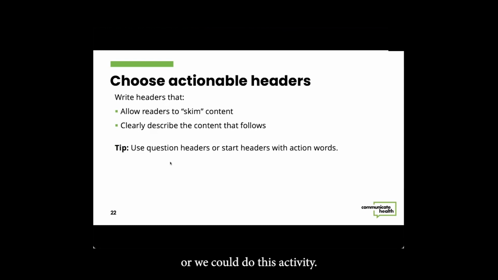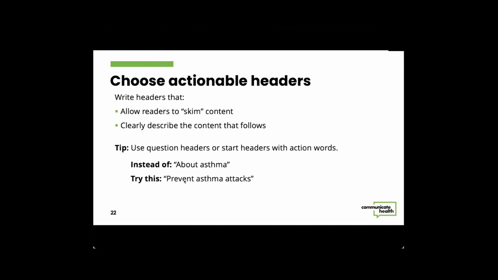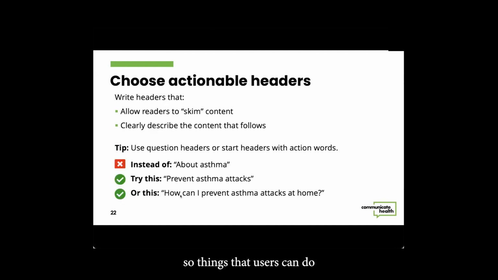So a quick tip that CH uses in our own work, we like to use headers that start with action words or maybe a question. So how can I get vaccinated? Or instead of "about asthma," we could write "prevent asthma attacks." So things that users can do to actively change behaviors or address a need that they have.